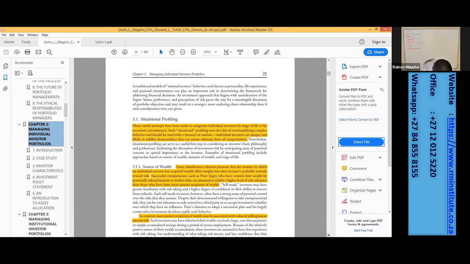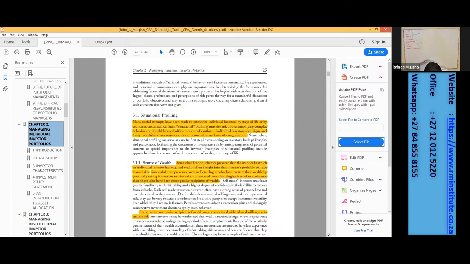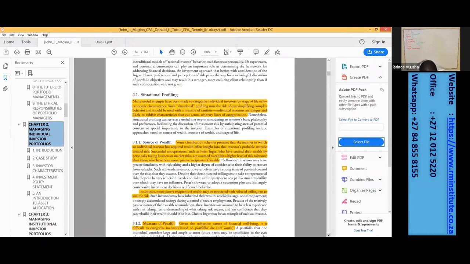One way of using situational profiling to categorize the different investors is by analyzing the source of wealth, where they say some classification schemes presume that the manner in which an individual investor has acquired wealth offers insight into the investor's probable attitude towards risk.